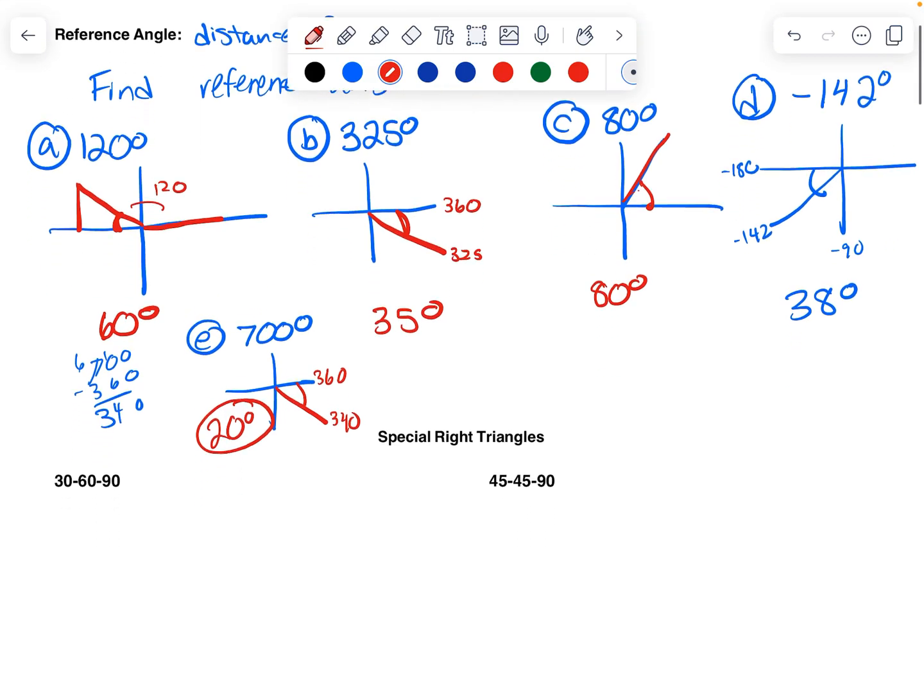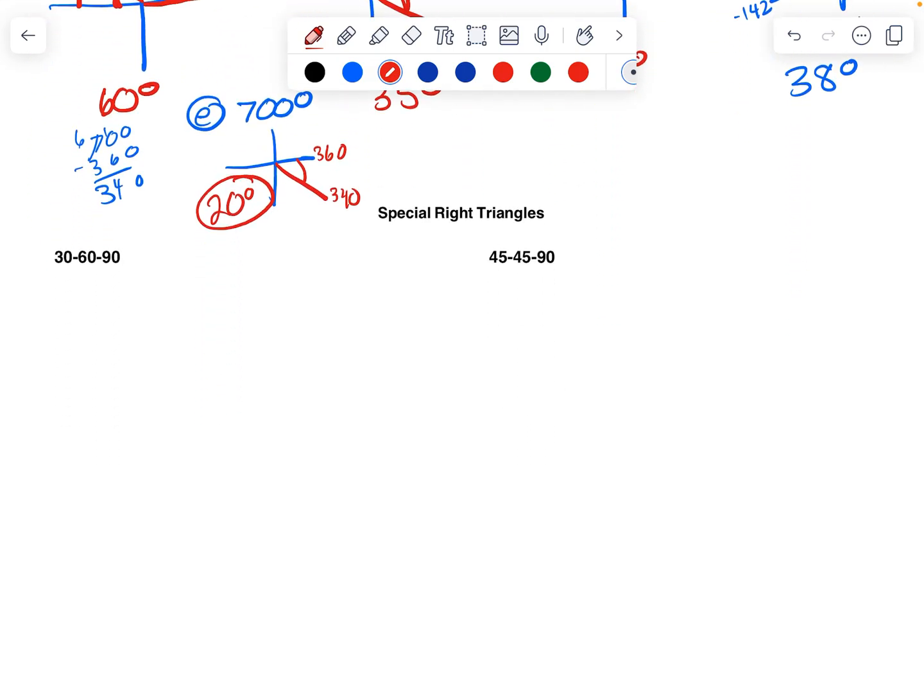And the second thing we're going to talk about today is special right triangles. So if we start with an equilateral triangle, right? Our angles are 60, and our side lengths are all the same. Now if I was to cut that in half, that's where we come up with our 30, 60, 90 triangles.